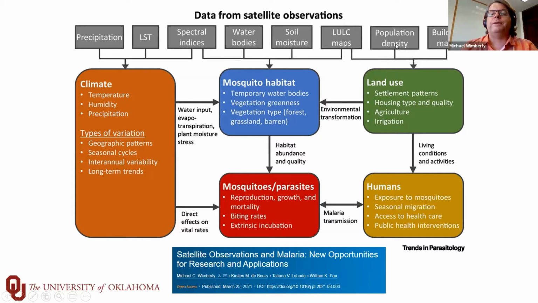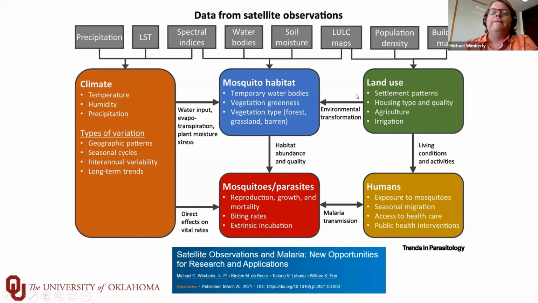Land cover, land use maps, population, buildings, they tell us a lot about land use. And that's not necessarily the cover of the surface, but how people are using the land. Things like settlement patterns, types and qualities of housing, activities like agriculture, irrigation, we could put forestry in here too. And these affect mosquitoes and mosquito-borne diseases through a variety of pathways.